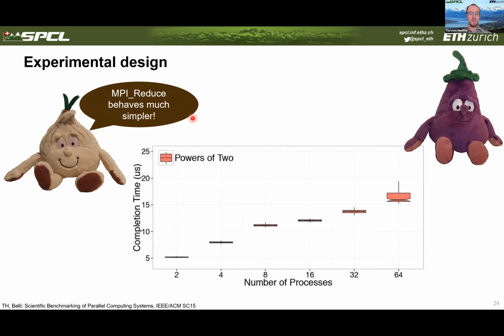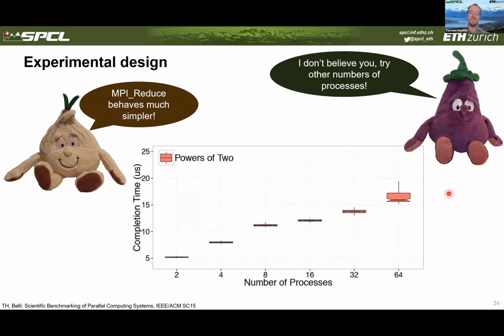Now let me get to the next point. Let's move to something else. We are now measuring MPI reduce. If we run it with powers of 2, so 2, 4, 8, 16, 32, and 64 processes, it behaves much simpler than before, because the distribution, plotted here as a box plot, is very narrow. So great. But now the question is, did you design that experiment well? Did you try other numbers of processes? Because powers of 4 are often optimized. If we now use powers of 4 plus 1, we get a completely different performance curve and actually a slightly higher variation even at the low end.